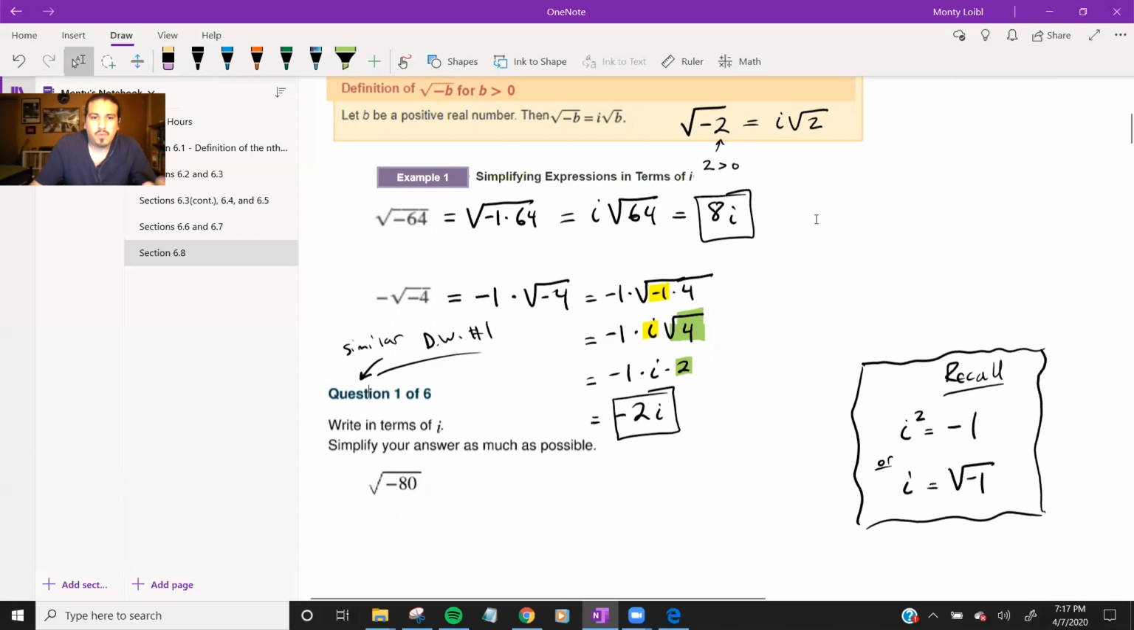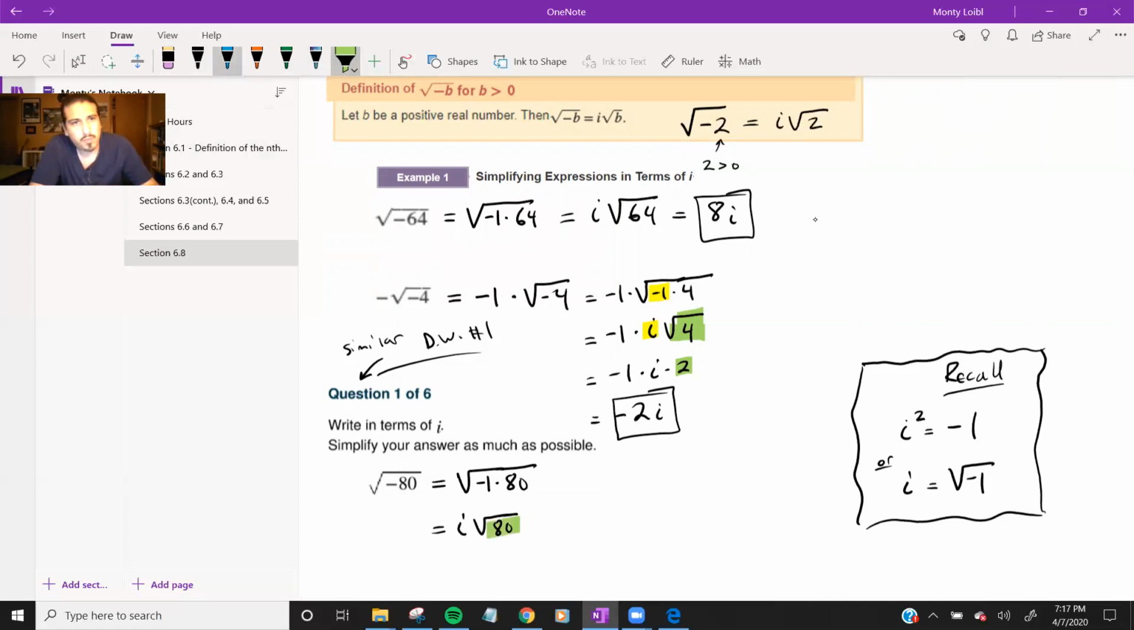Okay, so again, we have to write in terms of I. So we're going to have the square root of -1 times 80. Now, the square root of -1 is I, so this is now I times the square root of 80. This is a review now to be able to simplify the square root of 80, which I think is a good problem to look at.